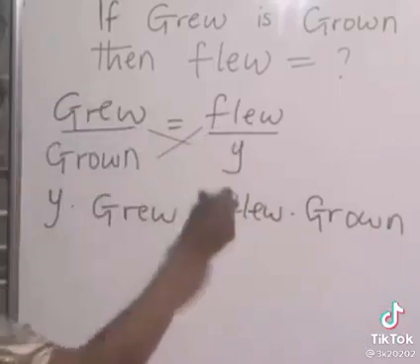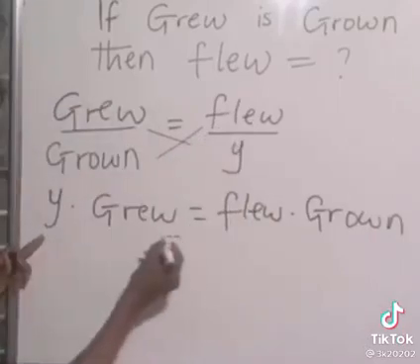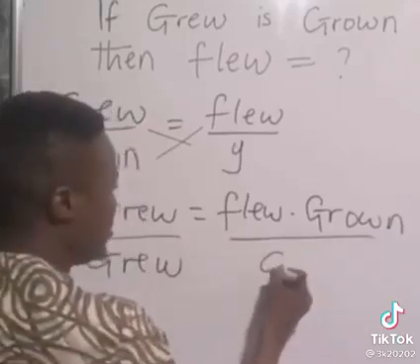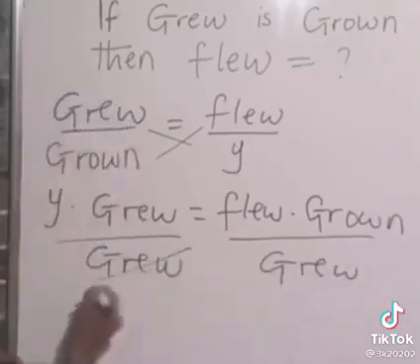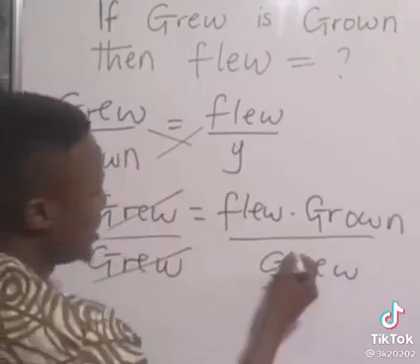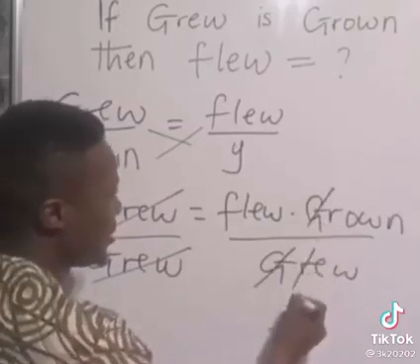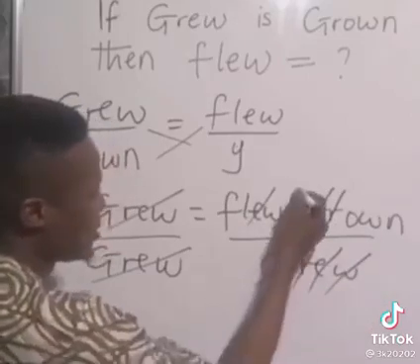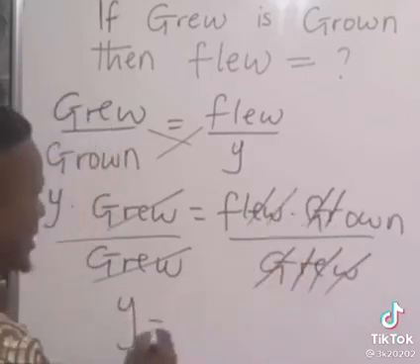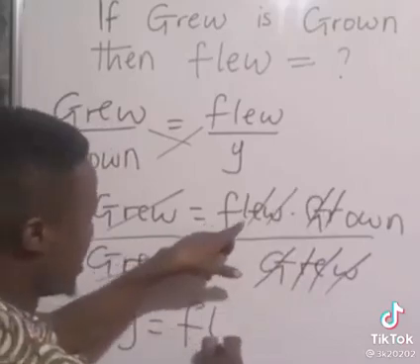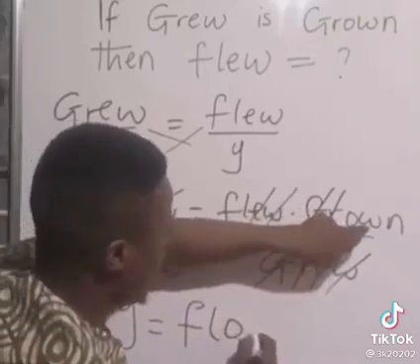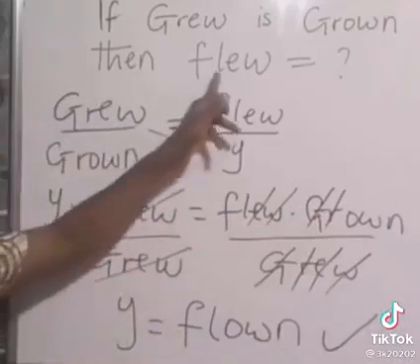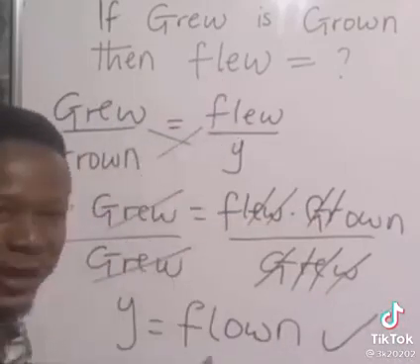That is cross multiply. So to get your y, divide both sides by grew. So that grew will cancel grew. Here, G will cancel G, R will cancel R, E will cancel E, W will cancel W. So y is F L O W N. Therefore, the past participle of flew is flown.